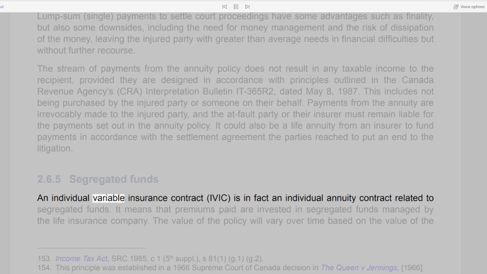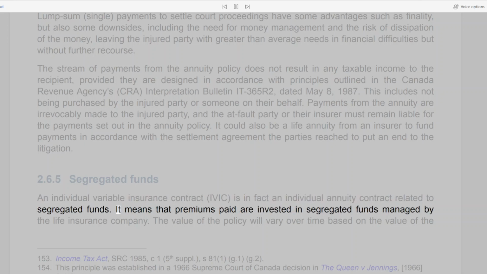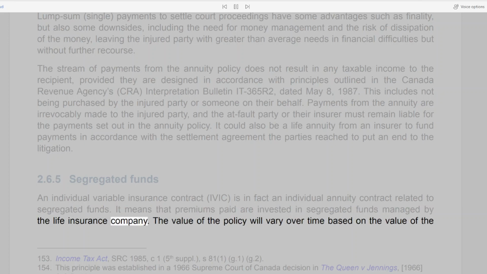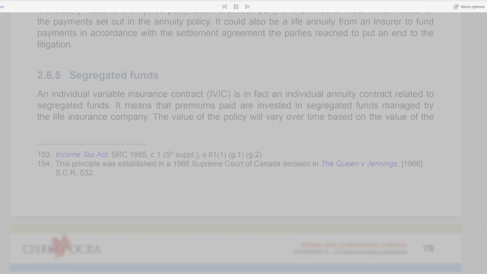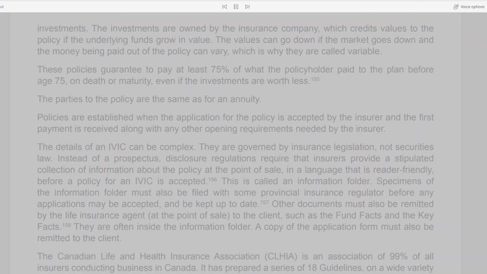An individual variable insurance contract, IVIC, is in fact an individual annuity contract related to segregated funds. It means that premiums paid are invested in segregated funds managed by the life insurance company. The value of the policy will vary over time based on the value of the investments. The investments are owned by the insurance company, which credits values to the policy if the underlying funds grow in value. The values can go down if the market goes down, and the money being paid out of the policy can vary, which is why they are called variable.